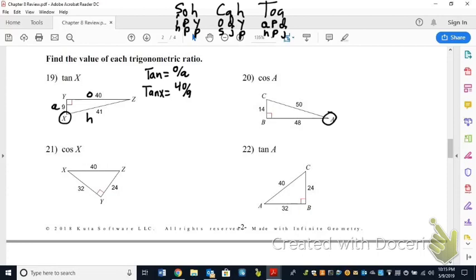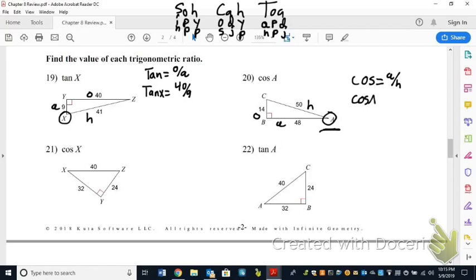So we identify A, label opposite, adjacent, and hypotenuse. Remember, the hypotenuse is the longest side. That's across from the 90-degree angle. Adjacent means next to. So if this is my angle, this right here is the side that's next to it. It's actually part of the angle. The opposite is the one that it doesn't touch. Okay? So, we know that cosine equals adjacent over hypotenuse. CA, that's the CAH up here.